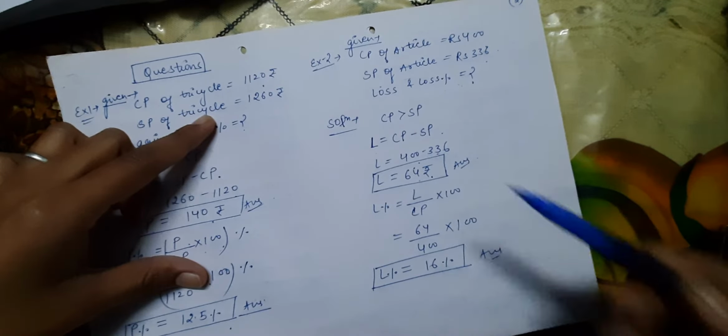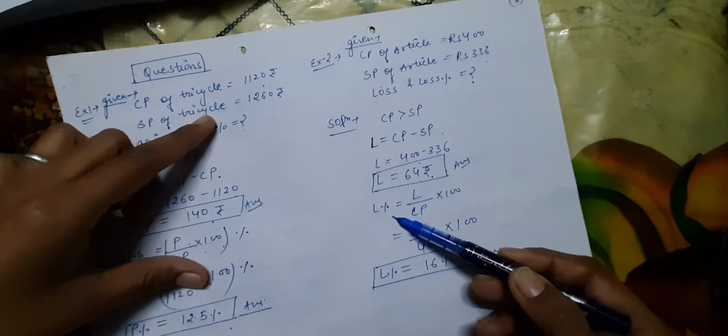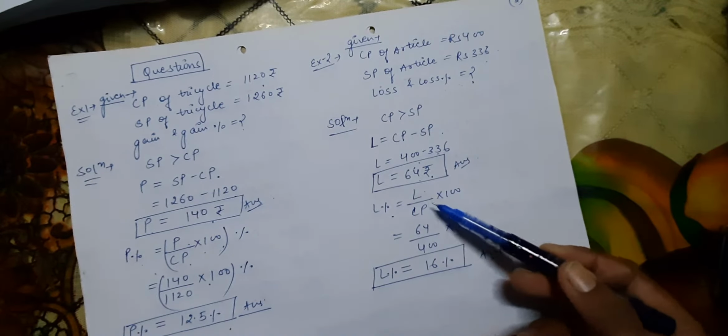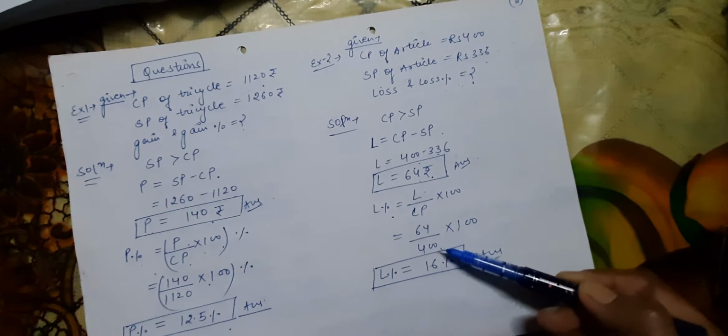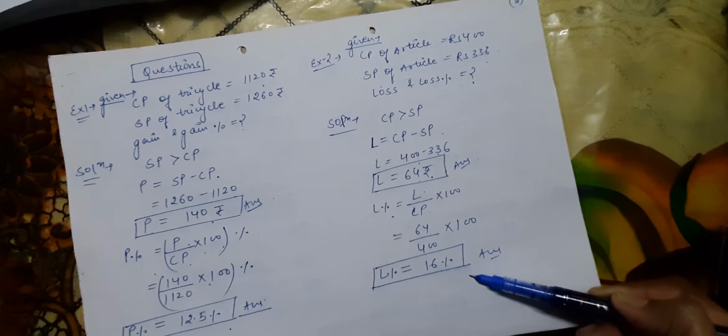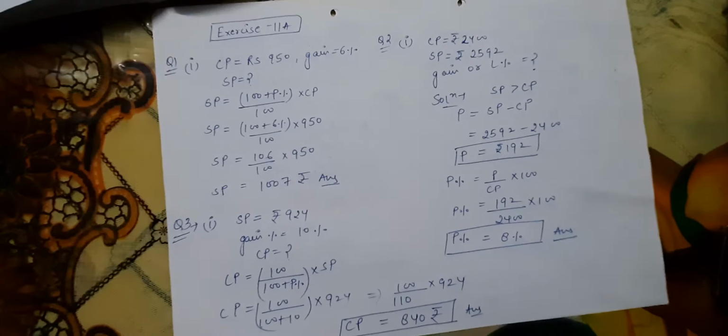Now in order to calculate the loss percent, you will apply the formula, that is loss upon cost price into 100. You will put the values and you will get the desired answer, that is 16% loss.